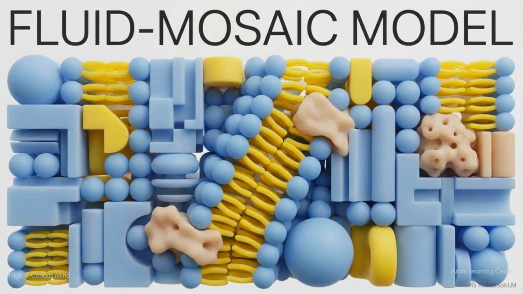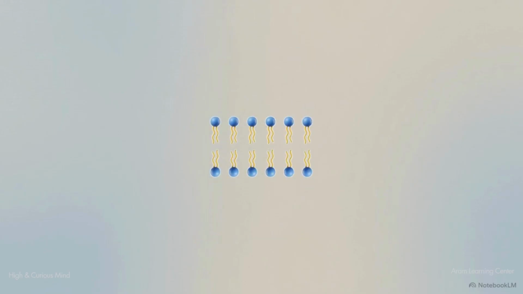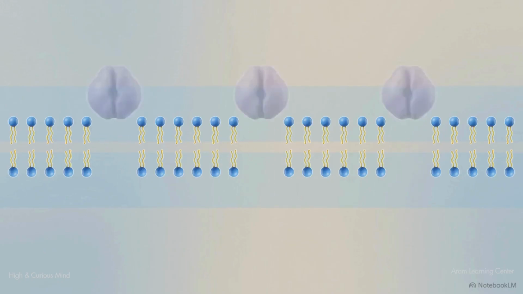The physical construction of this boundary follows the fluid mosaic model. This scientific framework explains how the membrane is built to be both strong and flexible. The base component is a single lipid molecule. It has two distinct ends, a blue, water-attracting head, and two yellow, water-repelling tails. These lipids naturally align into a double layer. The blue heads face the watery environments inside and outside the cell, shielding the yellow tails in the middle. This is the lipid bilayer.